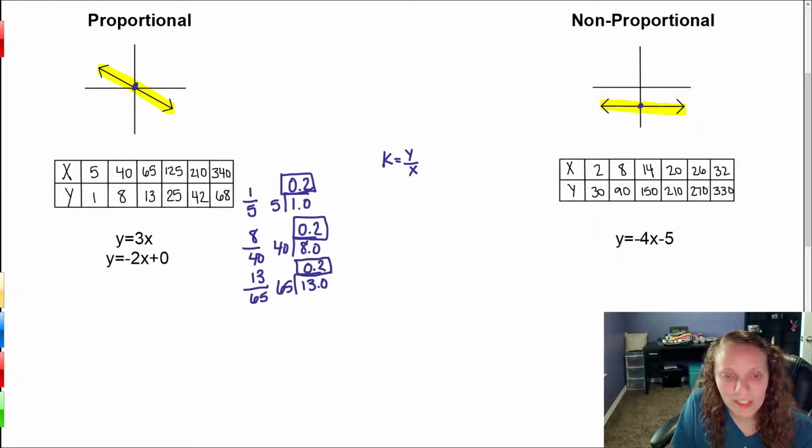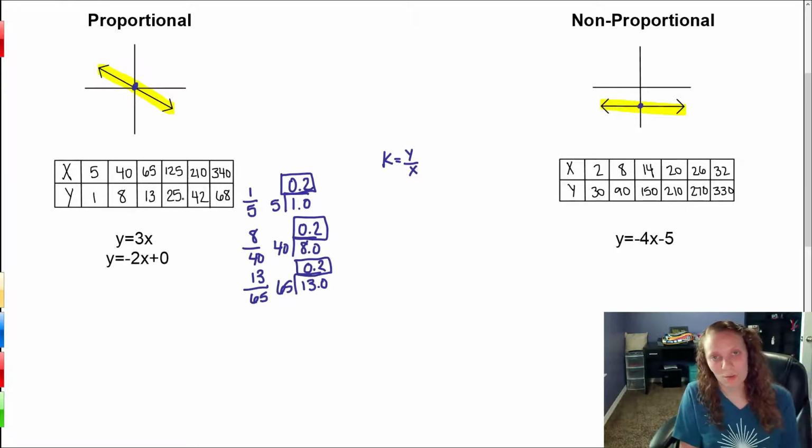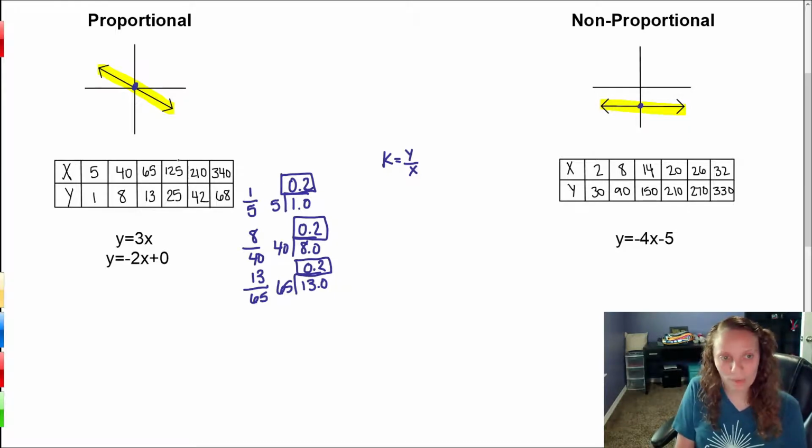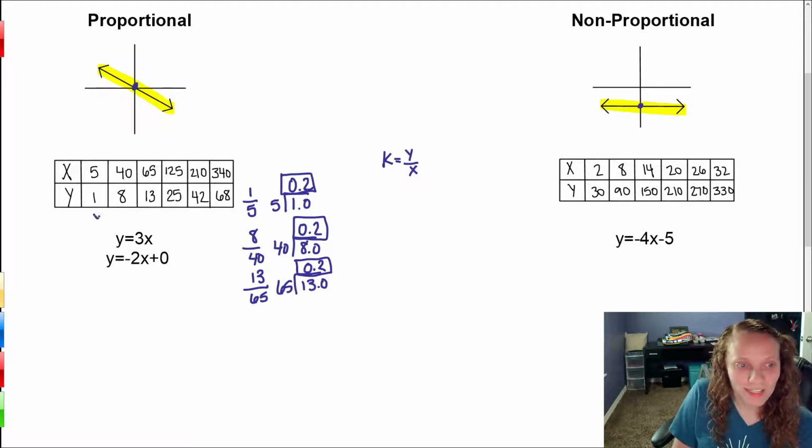Now you need to keep checking the whole entire table. To save time, I'm going to stop here and I'm going to say yes, this works out every single time. Every single time that we divide, we would get a constant of 0.2.